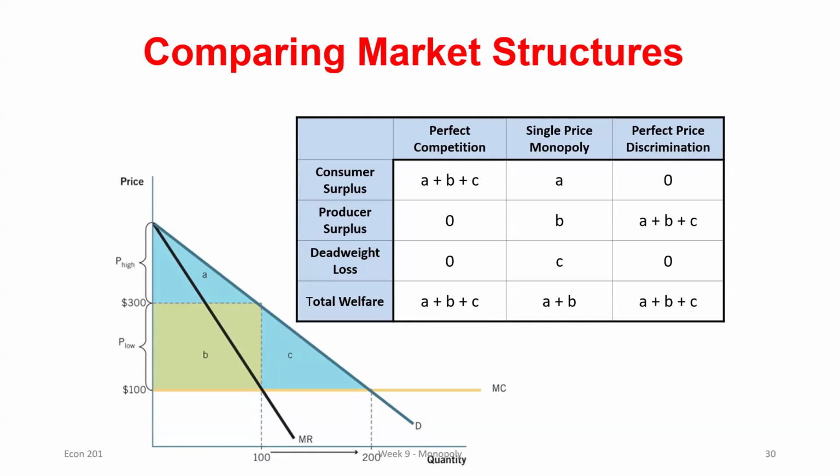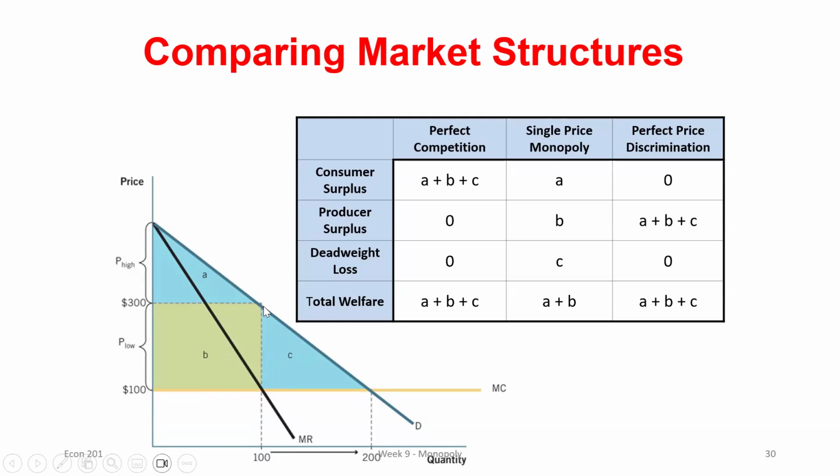Now let's say this market only has one firm, or it has a monopoly. Where's the new price going to be? Well, the monopolist will choose the quantity where marginal revenue, which is twice as steep as demand, is equal to marginal cost. So they're going to produce at a lower quantity, and relative to the perfectly competitive price of 100, they're going to set a higher price.